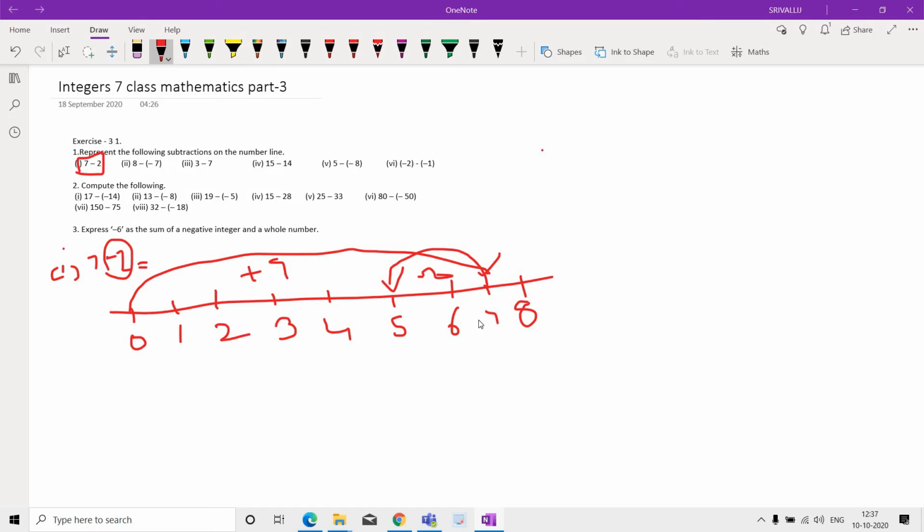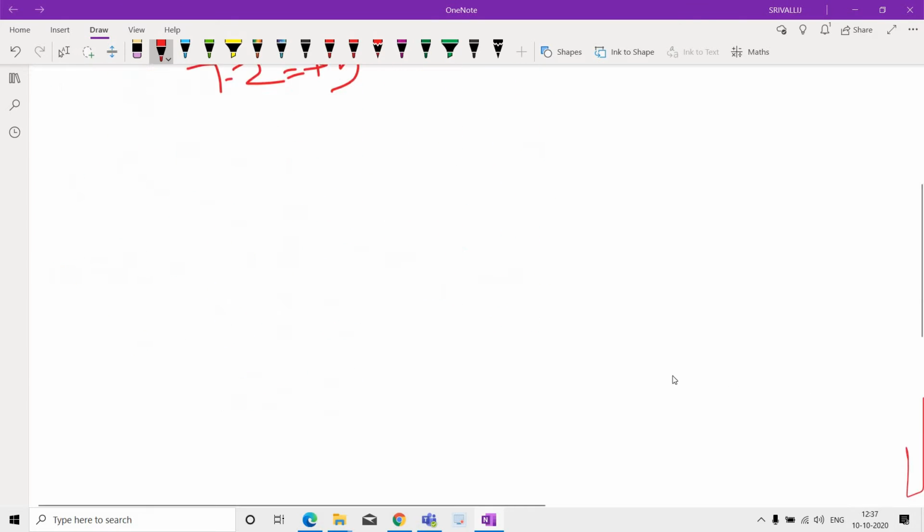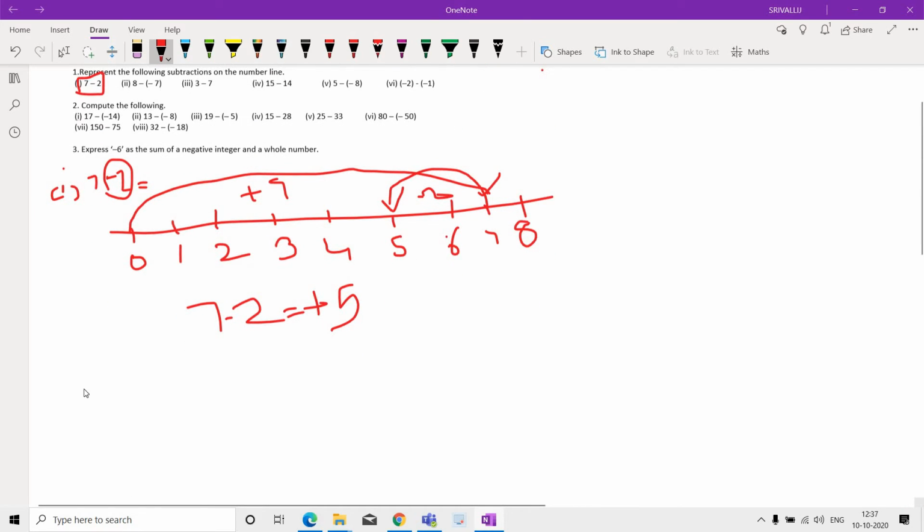From 0 to 7 I drew an arrow. From there, I am jumping backward 2 numbers, 7 and 6. If I jump backward 2 steps, I am getting 5. So 7 minus 2 equals plus 5. So we completed the first problem successfully. Now I am coming to the second one.